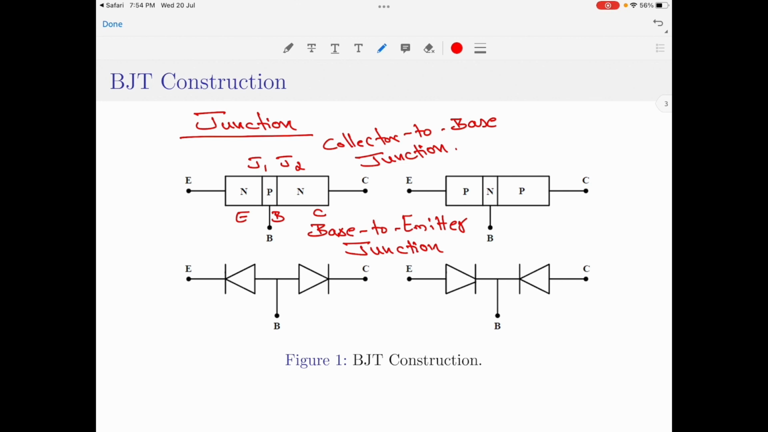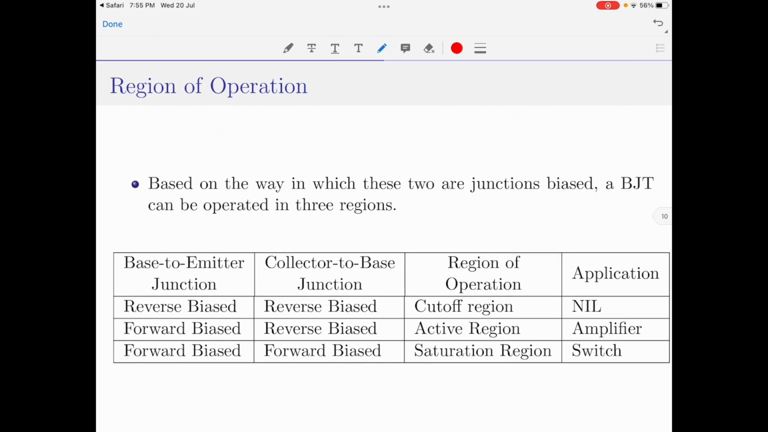It must be noted that these two junctions play a very vital role in the operation of the BJT. Particularly, based upon the way in which these two junctions are biased, a BJT can be operated in three regions. Let us now talk about that. Let us consider the table that is shown here. As I said, there are two junctions, the base to emitter junction, which is shown in the leftmost column.